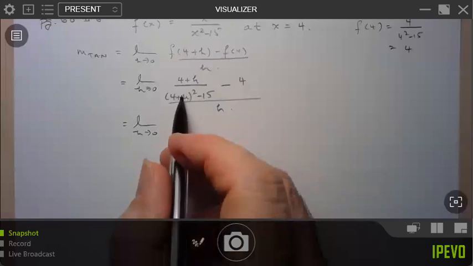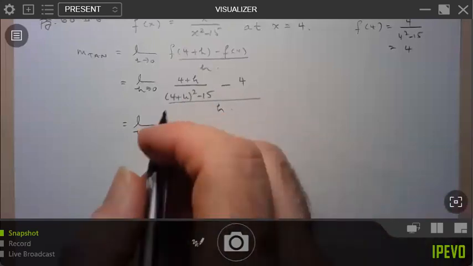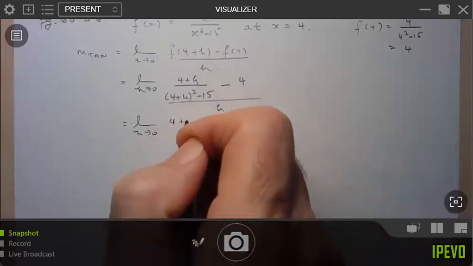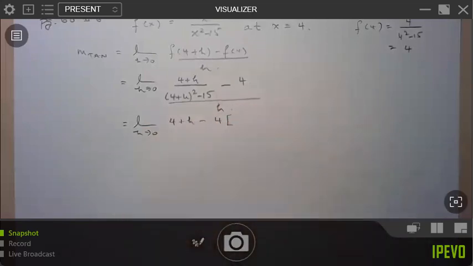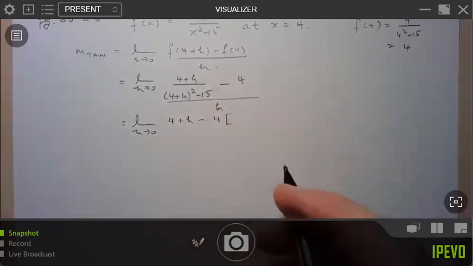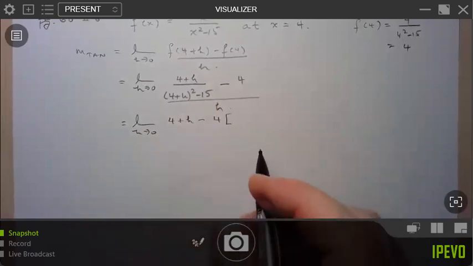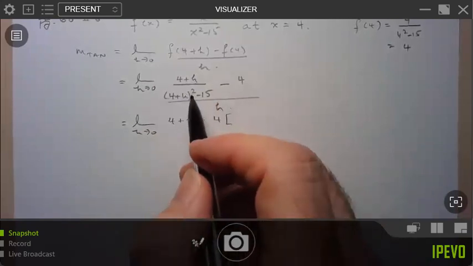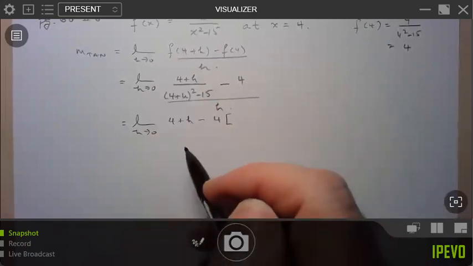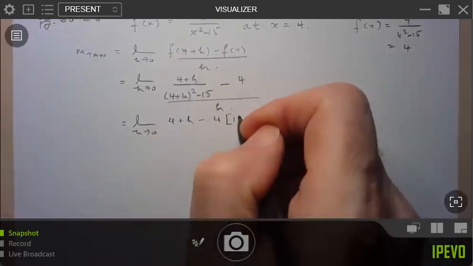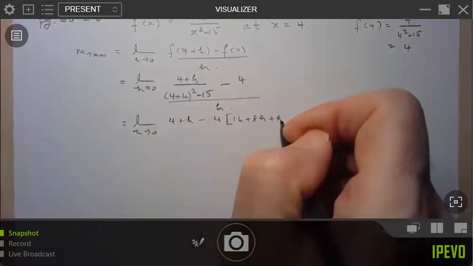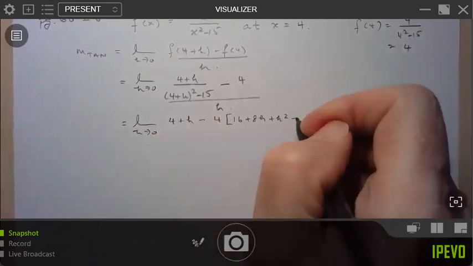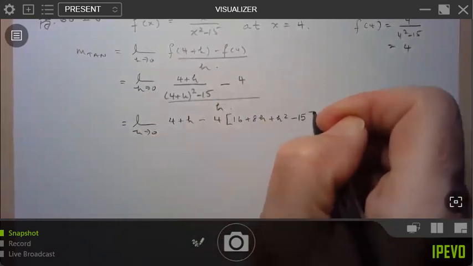So here I'm going to have to subtract using a common denominator. So 4 plus h minus 4 times. Now this is where I feel comfortable enough to start saving myself some time. So why don't I expand this while I'm at it? So this is going to be 16 plus 8h plus h squared minus 15.